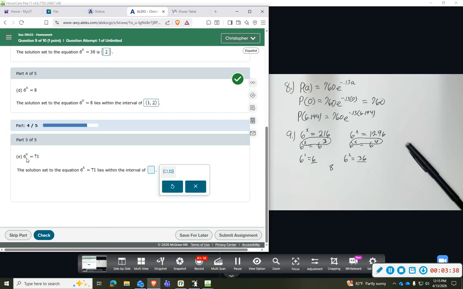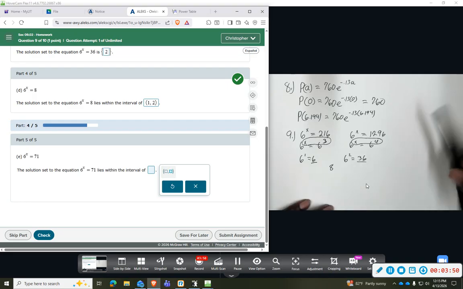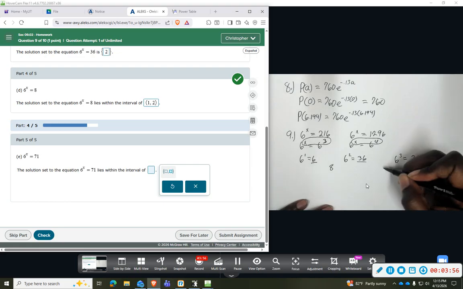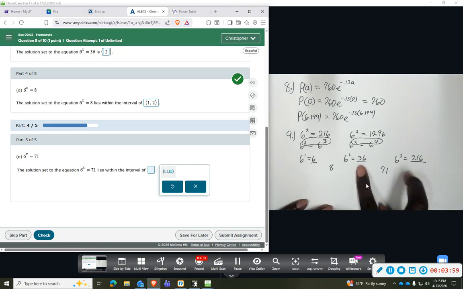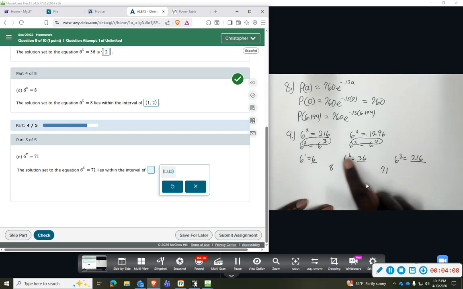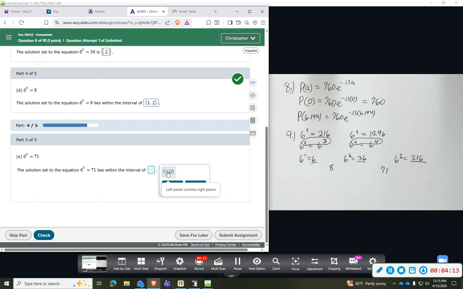And then if we do 6 to some power equals 71, we just want to find approximately what numbers it will be between. 71 is greater than 36. 6 to the third gave us 216, and 71 falls between 36 and 216. So we would say our answer has to be somewhere between 2 and 3. 6 to some number between 2 and 3 will give us 71. They're just looking for an interval, so between 2 and 3. Not looking for an exact answer, but just an approximation.